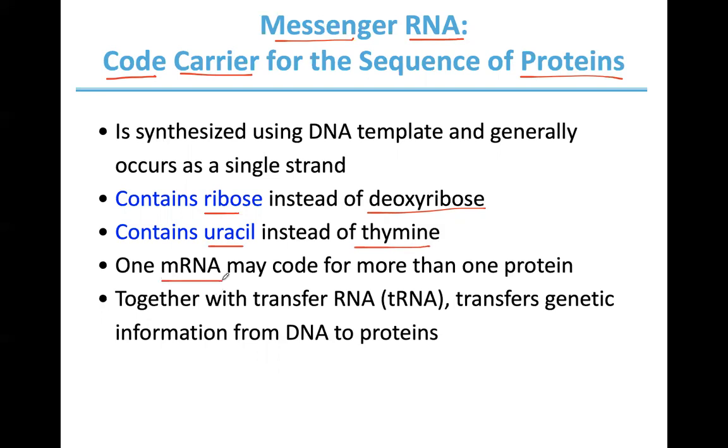And it's important to know that one messenger RNA may code for more than one protein, right? So when DNA is transcribed into a messenger RNA, that messenger RNA piece may have a number of genes. Messenger RNA and transfer RNA basically will bring the genetic information from DNA to proteins, right? Messenger RNA will bring the codes and transfer RNA will bring the amino acids and read the codes in messenger RNA to select specific amino acid for a particular position in the synthesized protein.